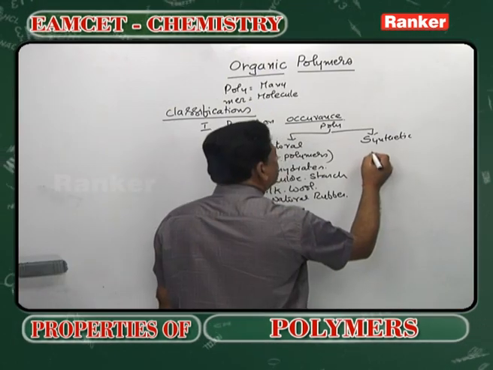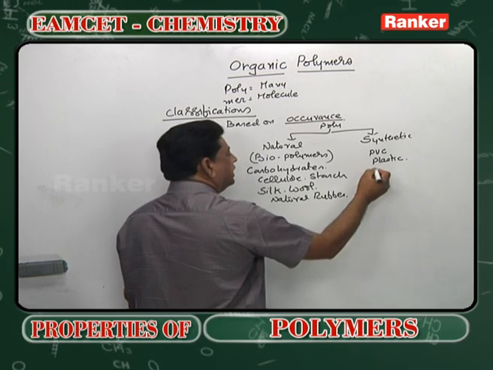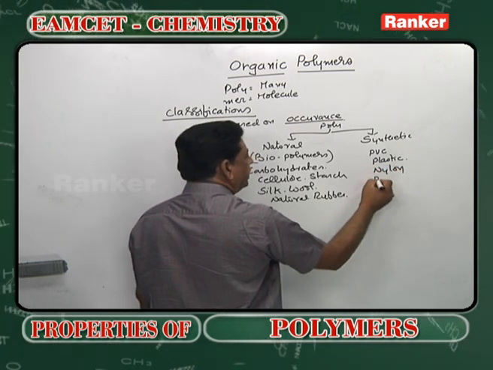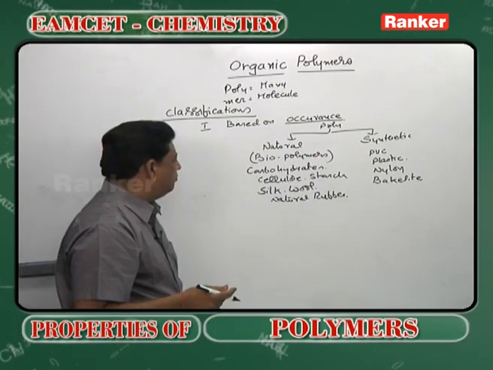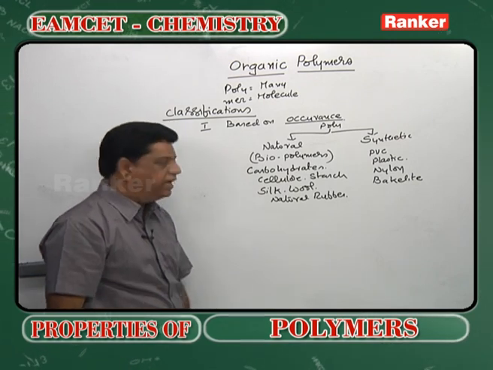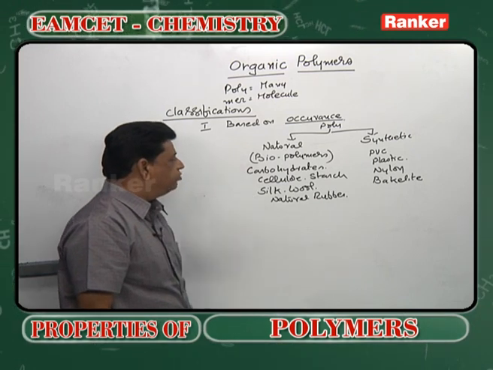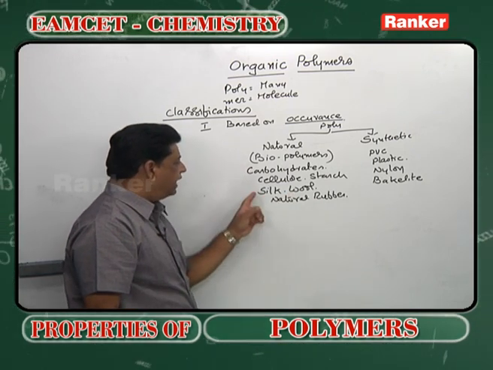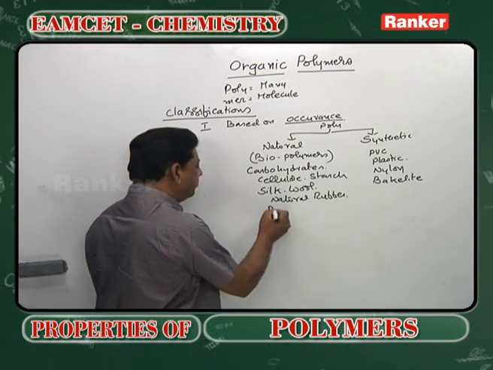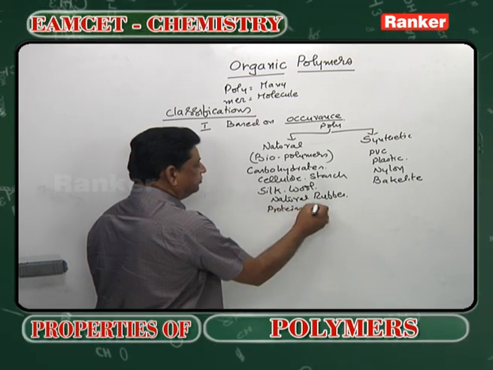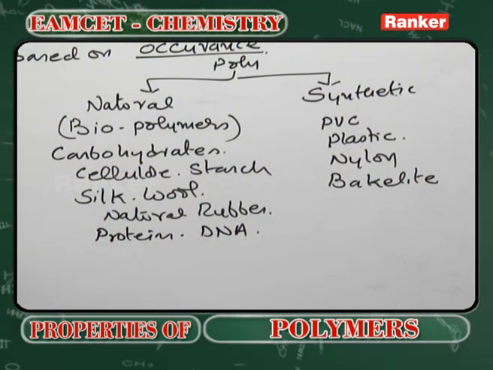Synthetic means polyvinyl chloride, PVC, a plastic, and nylon, bakelite and so on. These are all man-made polymers. But the polymers which we get from plants and animals are called natural polymers. Under the carbohydrates we have cellulose, starch; silk and wool are proteinous materials; and there are natural rubber, proteins, DNA, RNA, also natural polymers. Now, this is one type of classification.